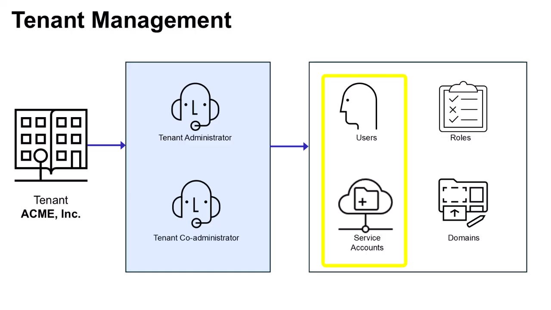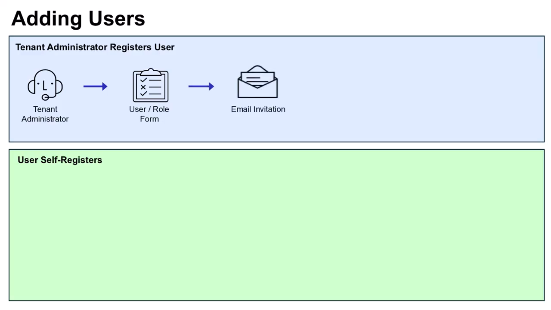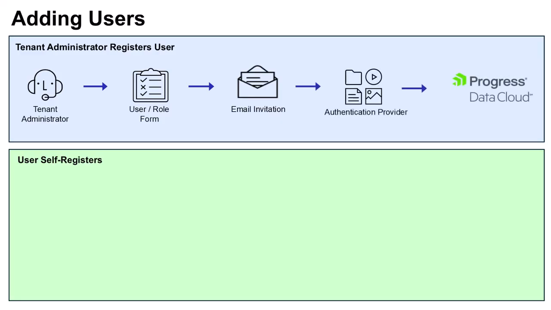There are two ways a new user can be added to PDC. A tenant administrator can register the user, or the user can self-register. In the first method, a tenant administrator completes a form with basic user information and assigns the user permissions or roles for PDC features. When the administrator completes the form, an invitation is sent to the user. When the user receives the email, they click a link, select an authentication provider, and authenticate. They can now access PDC.